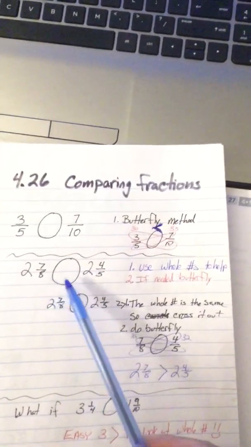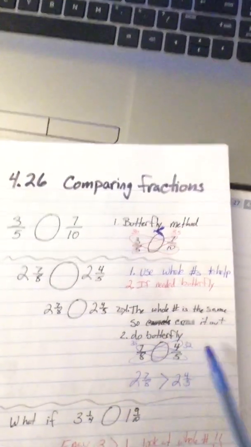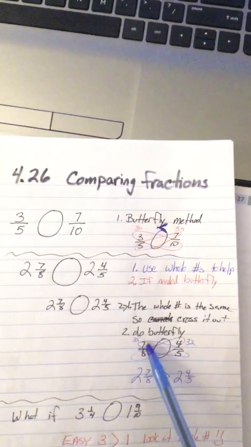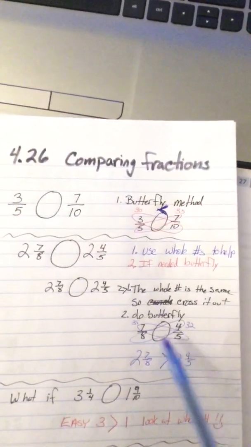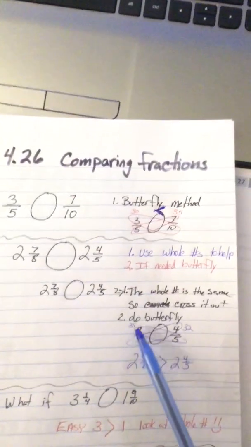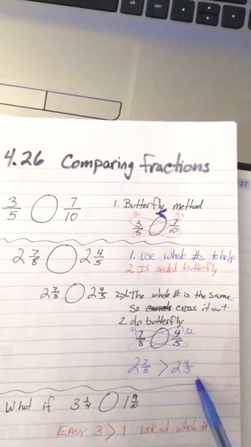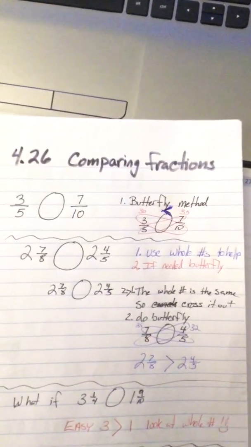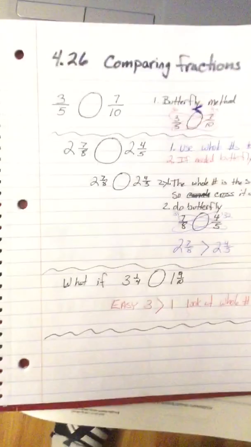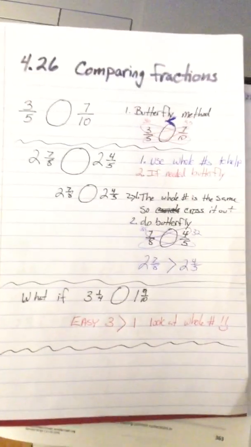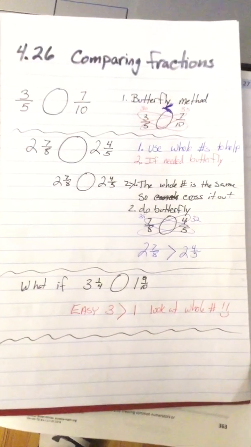Then we need to butterfly. The whole number is the same, so you can cross it out. Now we're going to do the butterfly of 7/8 and 4/5. 7 times 5 is 35. 4 times 8 is 32. Therefore, 2 and 7/8 is greater than 2 and 4/5. Pretty easy, right? All right, let's take a look at the second part. Get this copied. Pause your YouTube video and copy this.